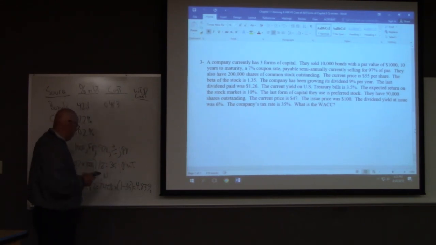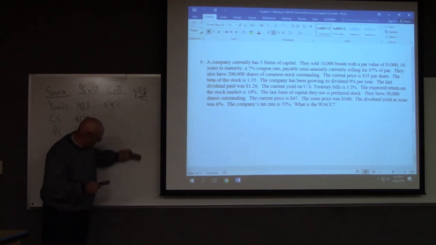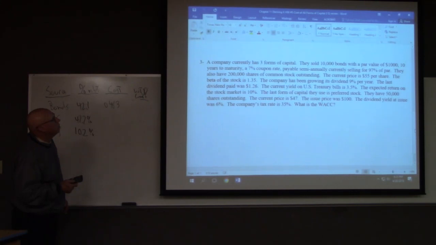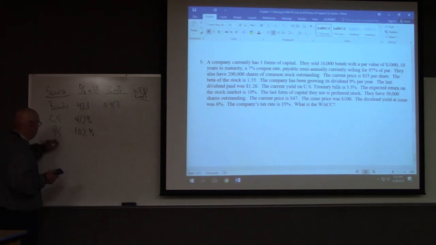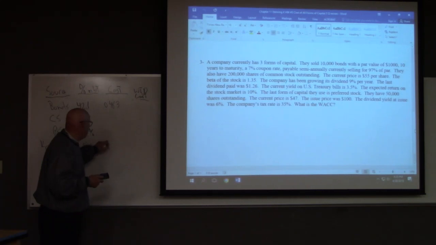All right, let's do cost of equity. What do we have? We have the current price, we have beta, we have the growth of dividends. We're going to do it both ways. So cost of common stock equals CAPM. Beta is 1.35. The yield on Treasury bills is 3.5%. 0.035 plus the beta, 1.35, times the expected return for the market, 0.10 minus 0.035. So this is 0.065 times 1.35 plus 0.035.